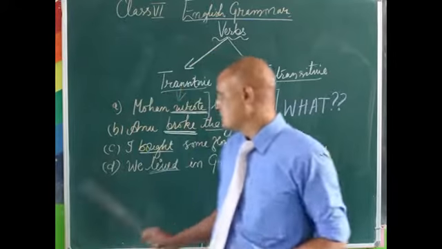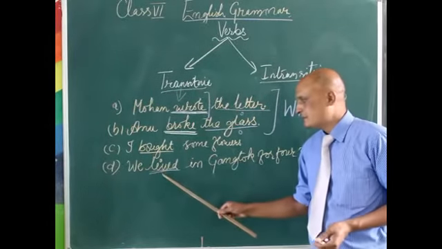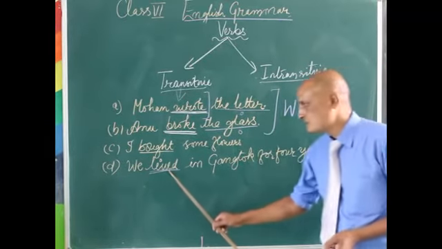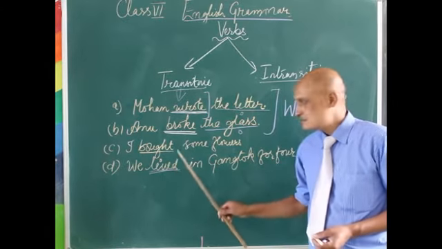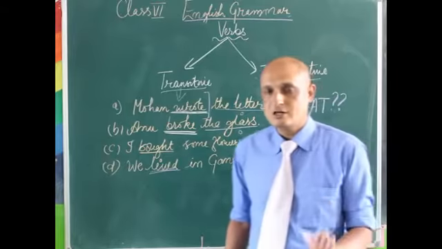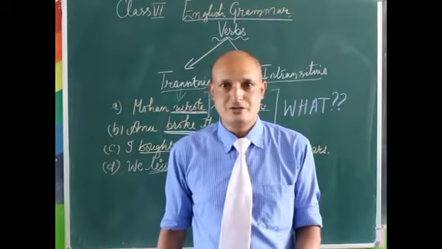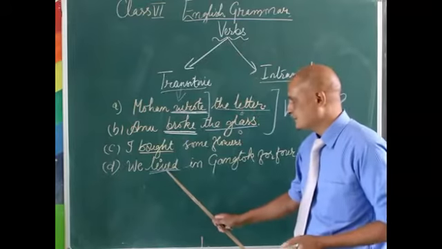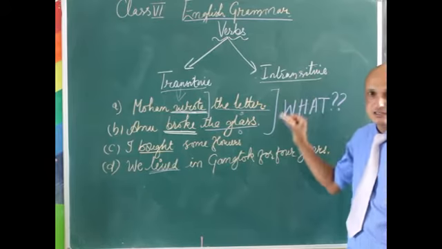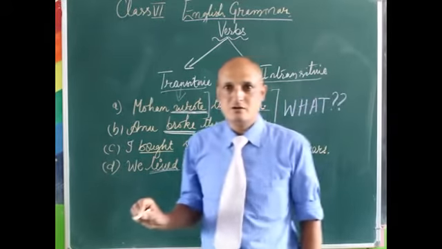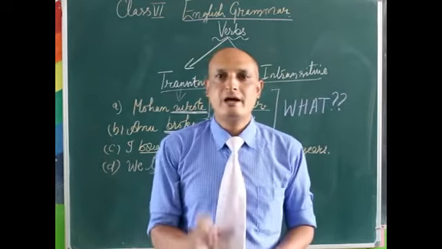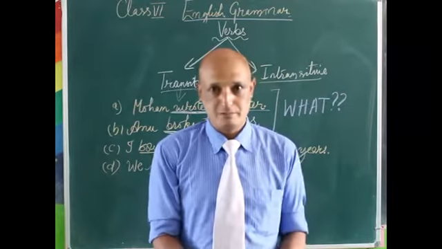As simple as that. So here, the particular verb in this sentence, live, when we put up the question what, we do not get an answer. Therefore, this verb lived does not require an object. So this verb in this particular sentence is said to be intransitive. Do you get me? Transitive verbs are those verbs which require an object to make it complete.